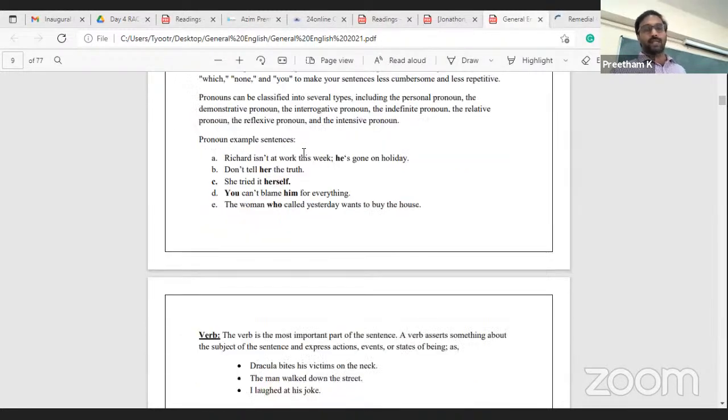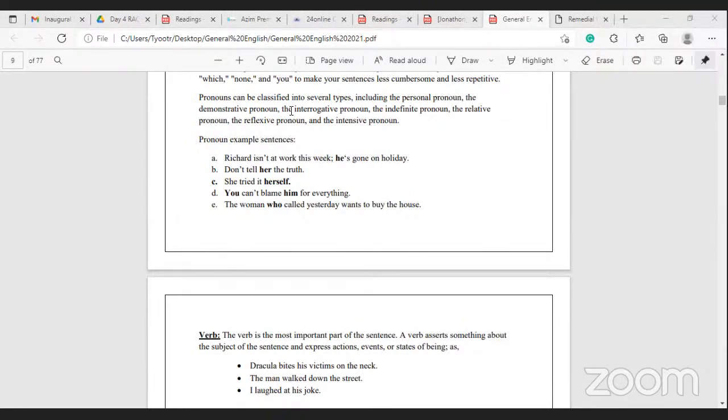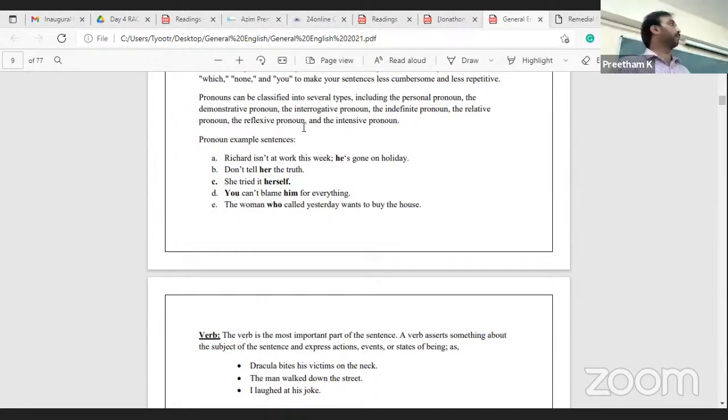Pronouns can be classified into several types, including personal pronoun, demonstrative pronoun, interrogative pronoun, indefinite pronoun. Demonstrative pronouns are words that we use to demonstrate: this, that, these, those. This is my pen. So you are demonstrating that this belongs to you. Interrogative pronoun means questioning. How do you use an interrogative pronoun? The book which you asked me to buy is not available. So which is an interrogative pronoun there. Indefinite pronoun, something where there is no specificity.